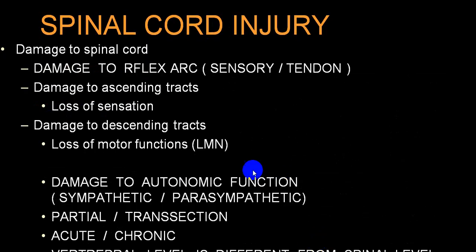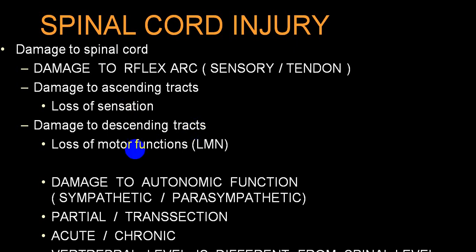So damage to the spinal cord will produce damage to the reflex arc, hence sensory and deep tendon reflexes at the level of damage will be absent. Ascending tracts below the level of the damage, depending upon the area of damage, you will have a loss of sensation. And as far as the descending tracts are concerned, below the level you will have an upper motor neuron lesion because of damage to the corticospinal tract, and at the level you will have damage to anterior horn cells and fibers coming out from anterior horn cells. So that will produce lower motor neuron type of damage.